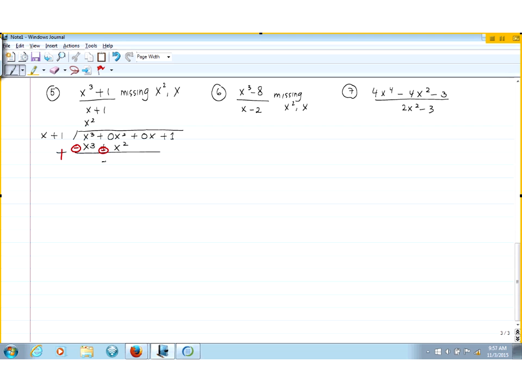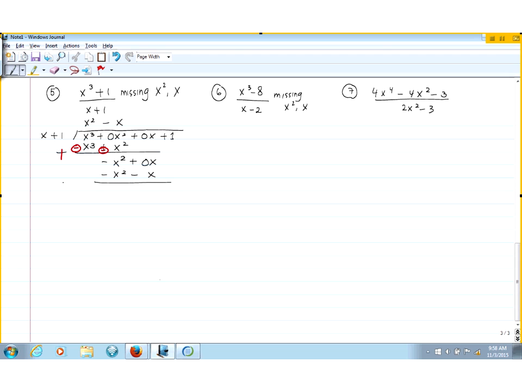How about here? What do I have now? Negative x squared plus 0x. I will bring those down. What is negative x squared divided by x? That is negative x. Now negative x times x plus 1. What is negative x times x plus 1? Negative x squared minus x. So does everybody follow this?